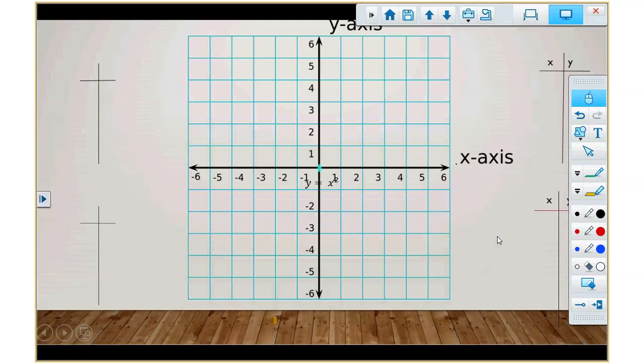But anyway, now you see what this is doing? This is upsetting me, because my PowerPoints are not screwed up. And now I've got y is equal to x squared in the middle of my PowerPoint.